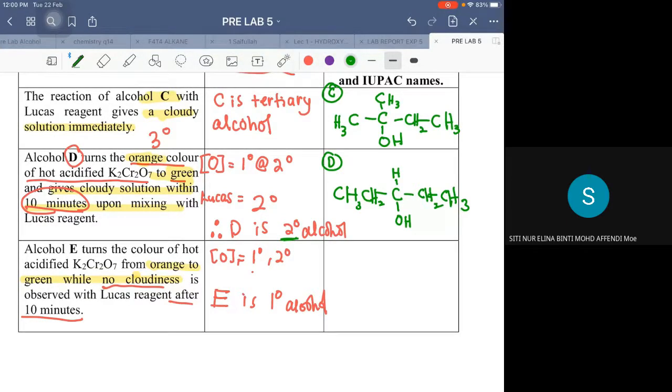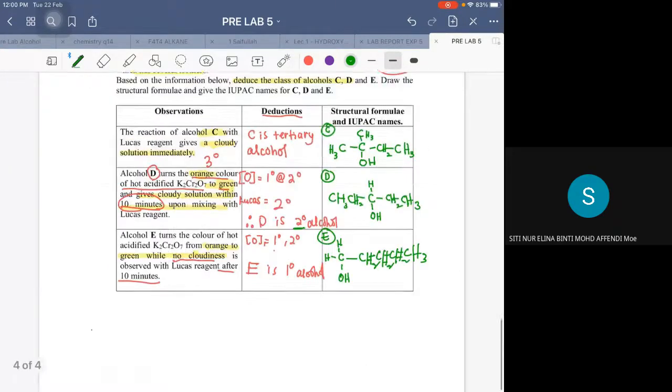Next, primary alcohol. Nak jadi primary senang je lah. OH bonded to primary carbon. So kita dah buat 2 carbon. The remaining nak letak berapa carbon? 5 lagi 4 kan? 3, 4. So total 5 carbon. Okay. So this is structure of E. Boleh? Okay.